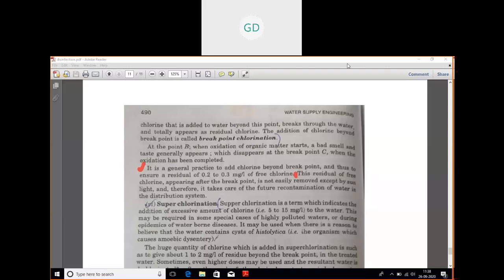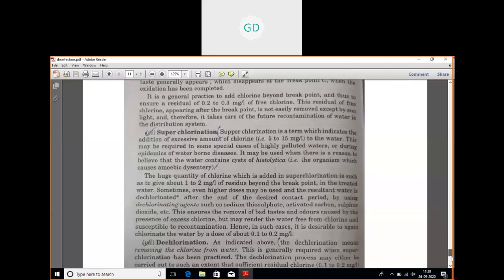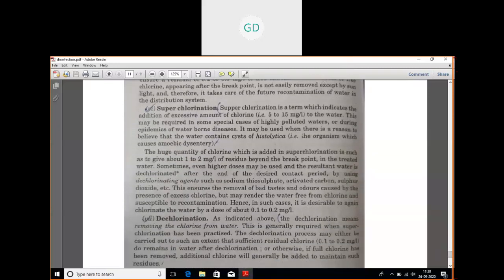So next is superchlorination. From the name itself, you can get an idea that here an excess of chlorine is used, isn't it? Superchlorination is a term which indicates the addition of an excessive amount of chlorine. And what is the dosage? It is 5 to 15 milligram per liter to the water. This may be required in some special cases of highly polluted waters, or during epidemics of waterborne diseases. Actually it is used very rarely because so much chlorine is not good for anything.